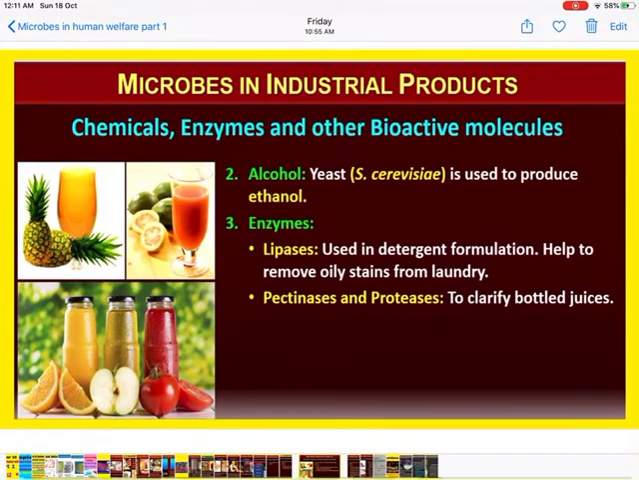Next enzymes are pectinases and proteases. They are used to clarify bottled juices. See, these are the bottled juices, but when we make normal juice at home, you can find pulp in it. It is not very clear, but when it is bottled in the market, then it is treated with the enzymes pectinases and proteases to clear it, to make it clear.